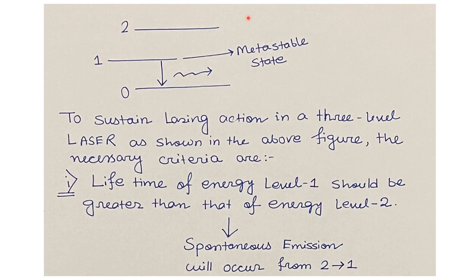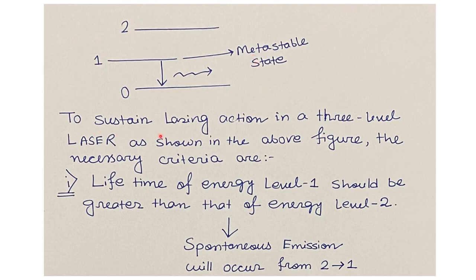In the case of a 3-level laser system, we know one intermediate state is required between the ground state and the excited state, and the intermediate state is basically a metastable state. In this case, the energy level 1 lying in between the energy level 0 and 2 is our metastable state.